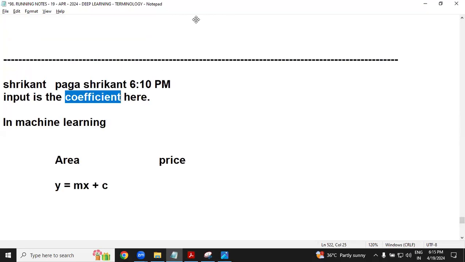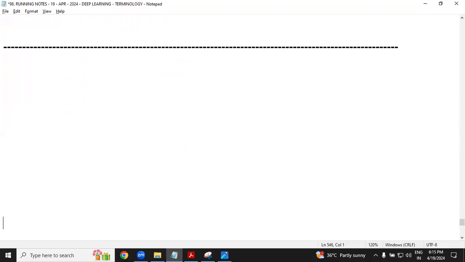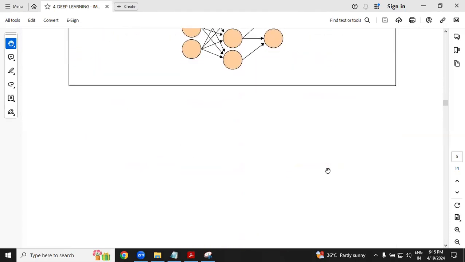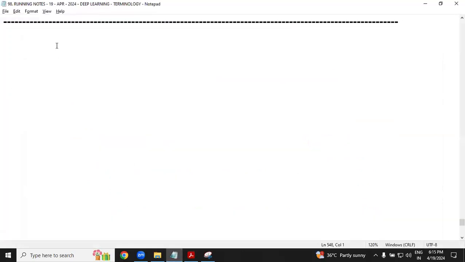Output layers generate output. Input and output layers are visible, but hidden layers are hidden. Let's walk through. The next one is the weights. One by one, I'm explaining each word. I just need a response till now.